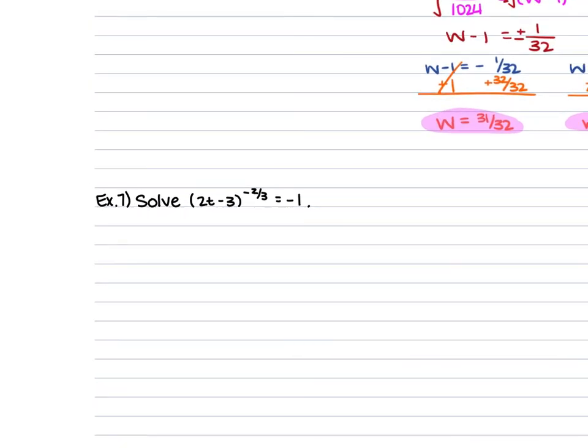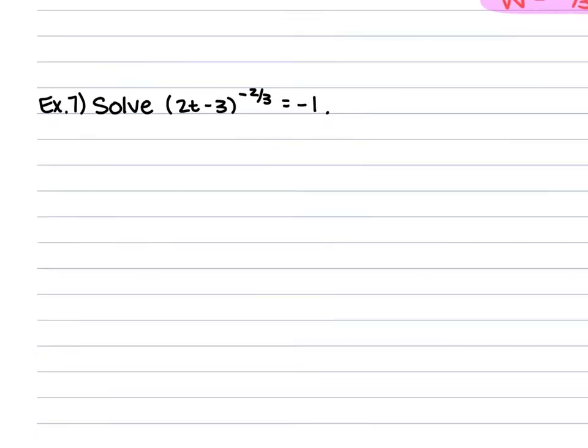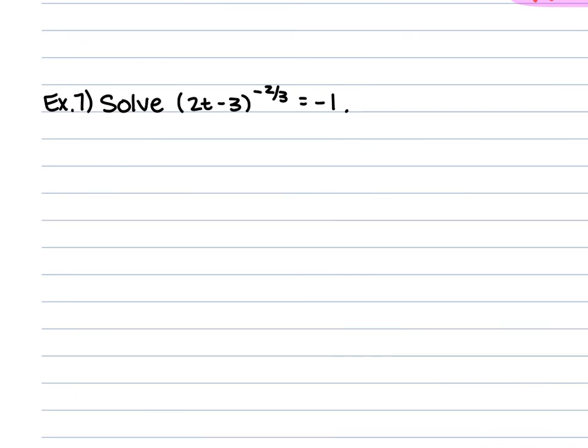For our last example, example 7, we have (2t - 3) to the power of negative 2/3 is equal to negative 1. First thing, make the power positive. Take the reciprocal of the term that it's attached to. So we're going to have 1 over (2t - 3) to the power of now positive 2/3 is equal to negative 1. I'm going to turn this (2t - 3) to the power of 2/3 into radical form. This is going to give us 1 over the cube root of (2t - 3) squared is equal to -1.